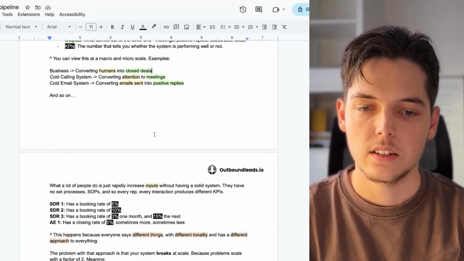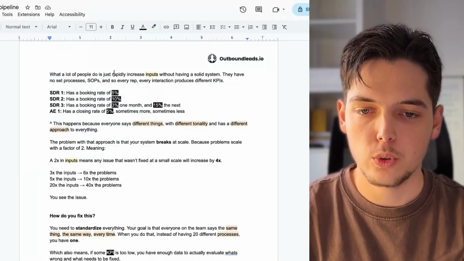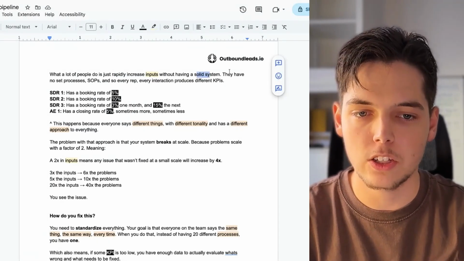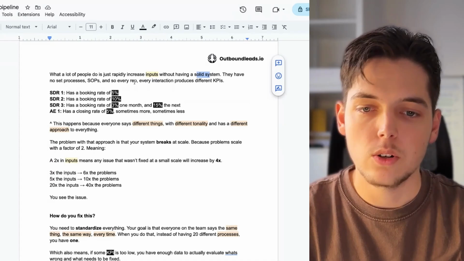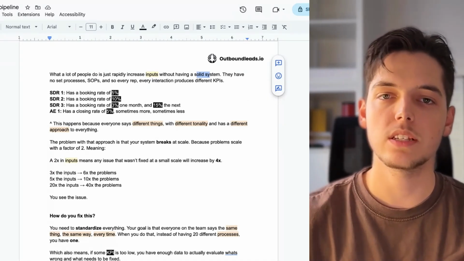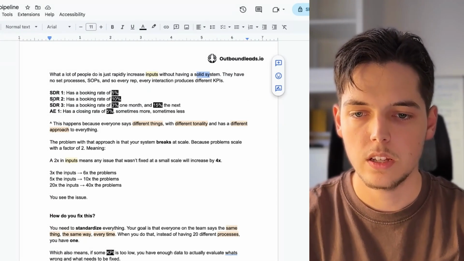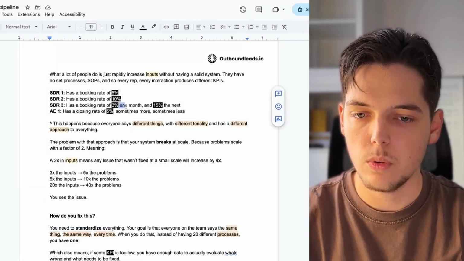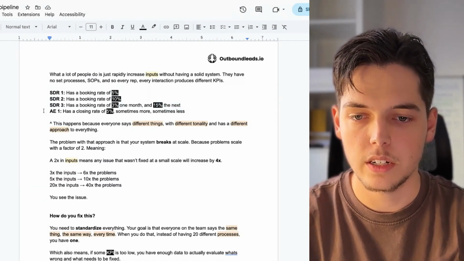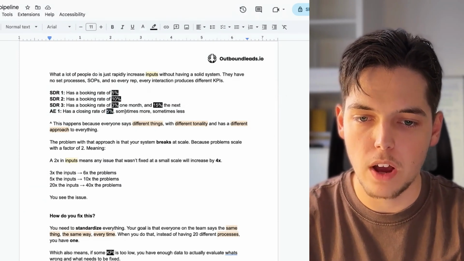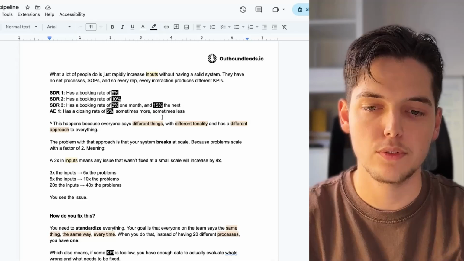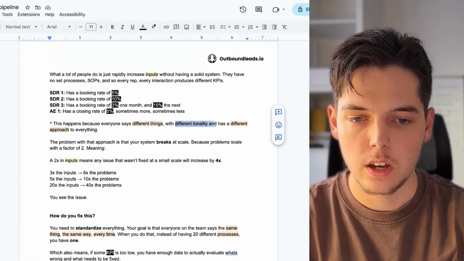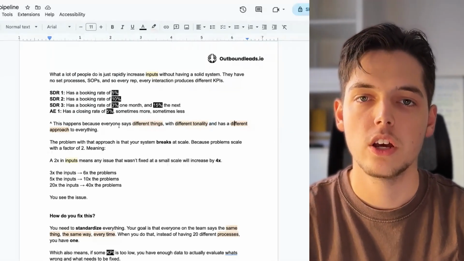And here's why this is important. What a lot of people do is just rapidly increase the inputs. So they just do more dials or more emails without having a solid system. They have no set processes, no SOPs, and every rep, every interaction produces a different KPI, and that is a problem. If you have 3 SDRs, one of them has a booking rate of 5%, one of them has 10%, one of them has 3% one month and 15% the next. And an account executive has a closing rate of 5%, and sometimes 10, sometimes 15, sometimes just 1. And you wonder why. Well, this happens because everyone says different things with different tonality and has a different approach to everything.